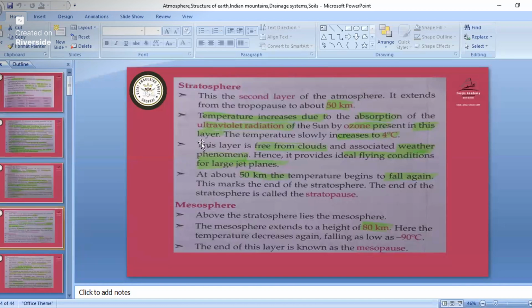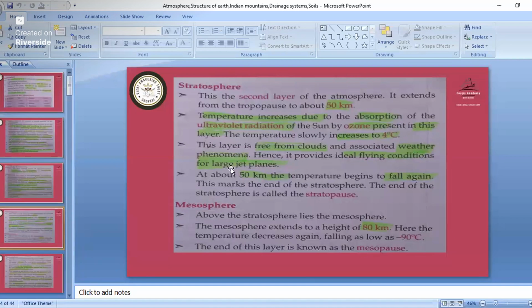In the troposphere also ozone is present, but that is known as bad ozone. So you must know that if they ask about bad ozone, that is the troposphere. Otherwise, good ozone is present in the stratosphere. The temperature slowly increases, by 4 degrees Celsius.